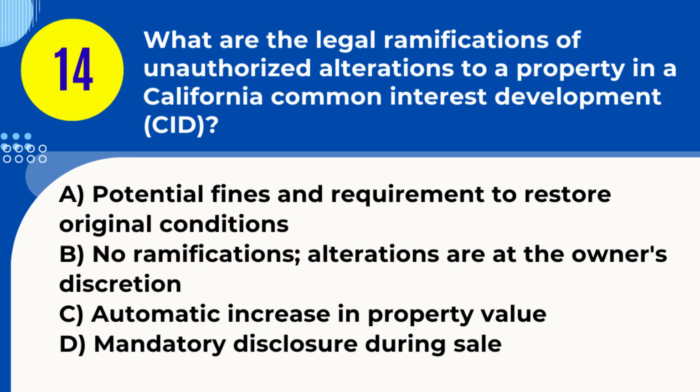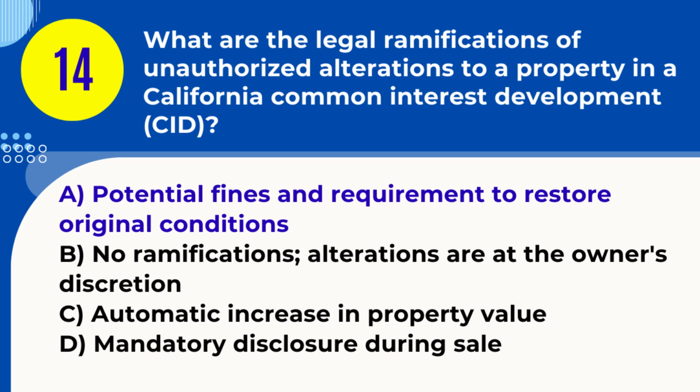Question 14. What are the legal ramifications of unauthorized alterations to a property in a California common interest development, CID? A. Potential fines and requirement to restore original conditions. B. No ramifications. Alterations are at the owner's discretion. C. Automatic increase in property value. D. Mandatory disclosure during sale.